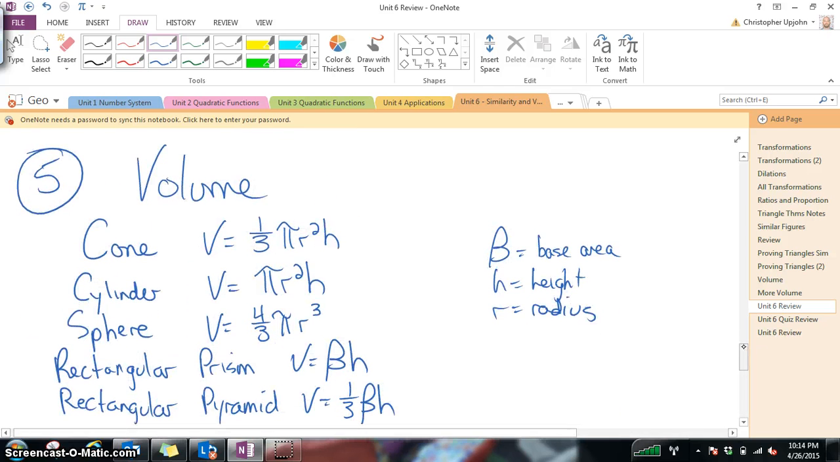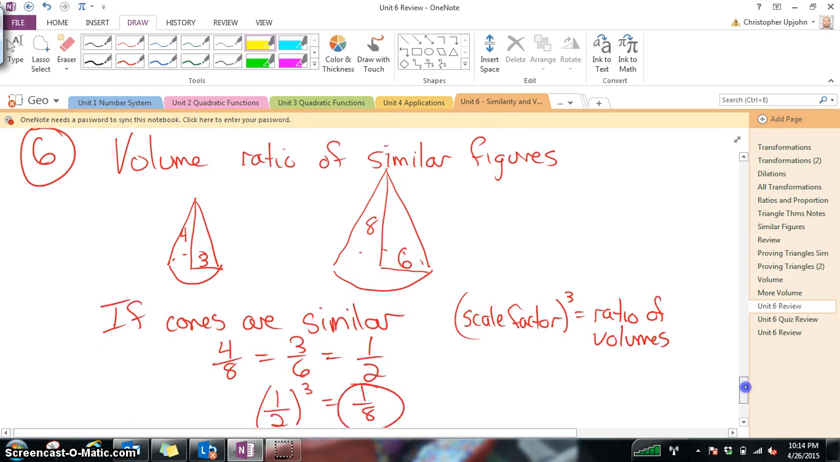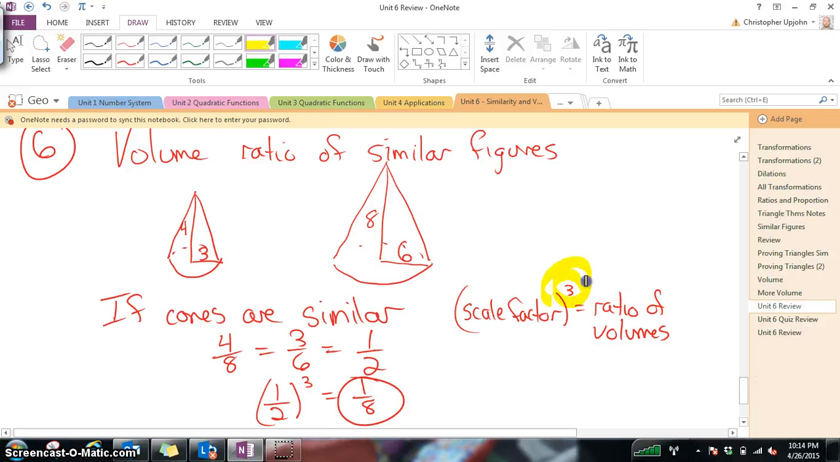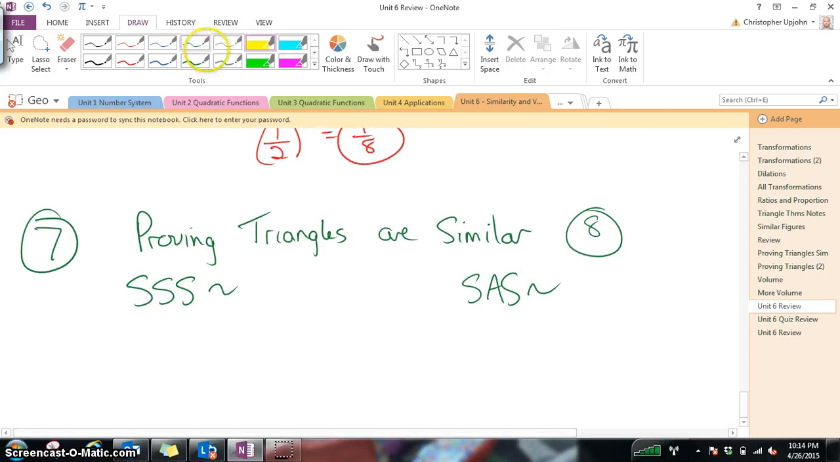Volume, you have your formulas. You don't have to memorize them. Just remember that the base area is B, not the base, but the base area. Volume ratio of similar figures, we just talked about that. You gotta cube it. And proving triangles are similar, we have 3 ways to do that.